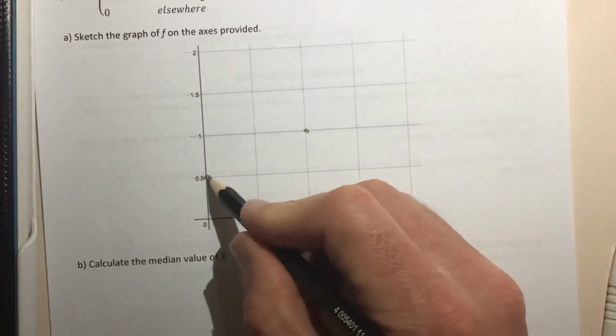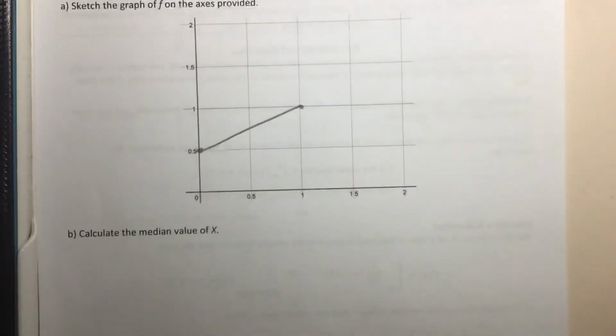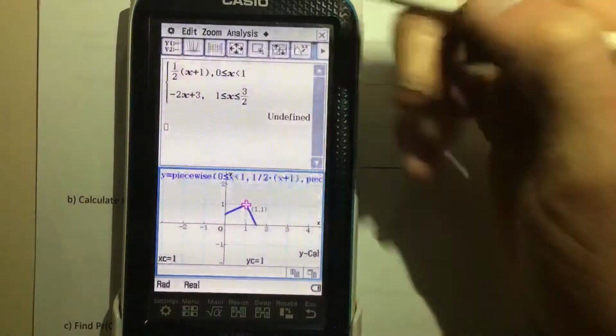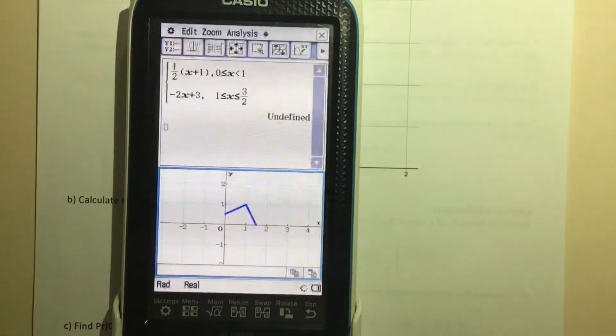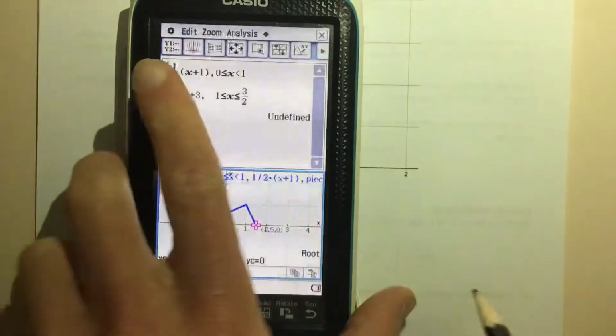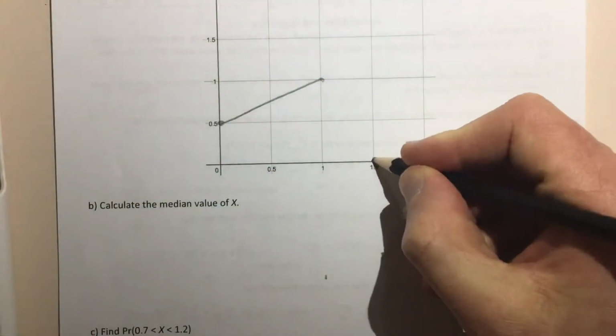So our first section looks like that. And then, I mean, we can get these values in our heads or by hand, but it's good just to remind you of the different ways you can find key features. So Analysis, G-Solve, Root to bring up the x-intercept, which will eventually come up, yep, as 1.5. So that comes up down here.